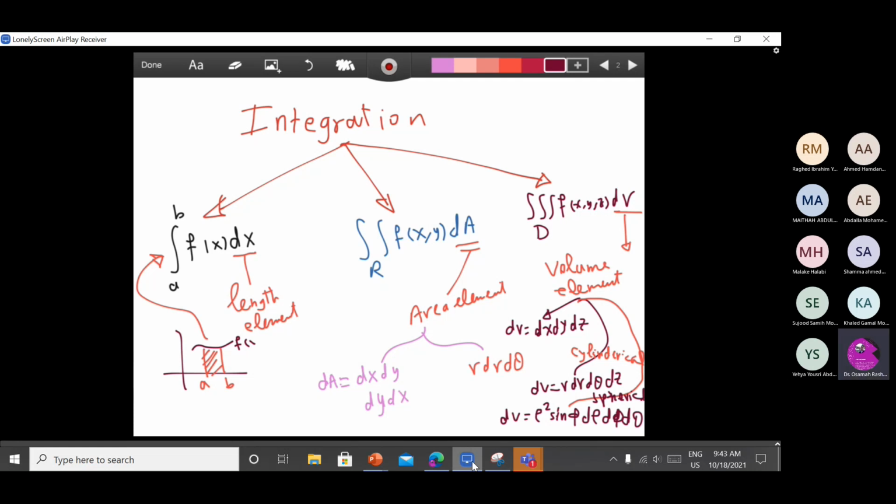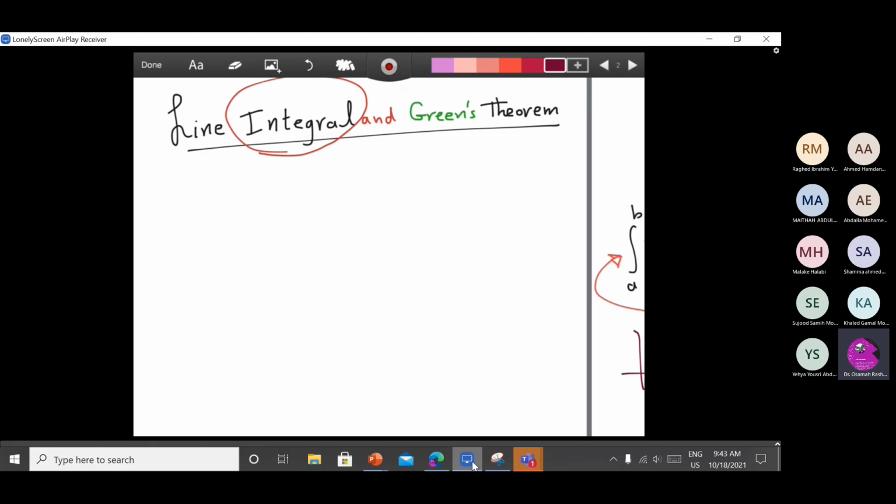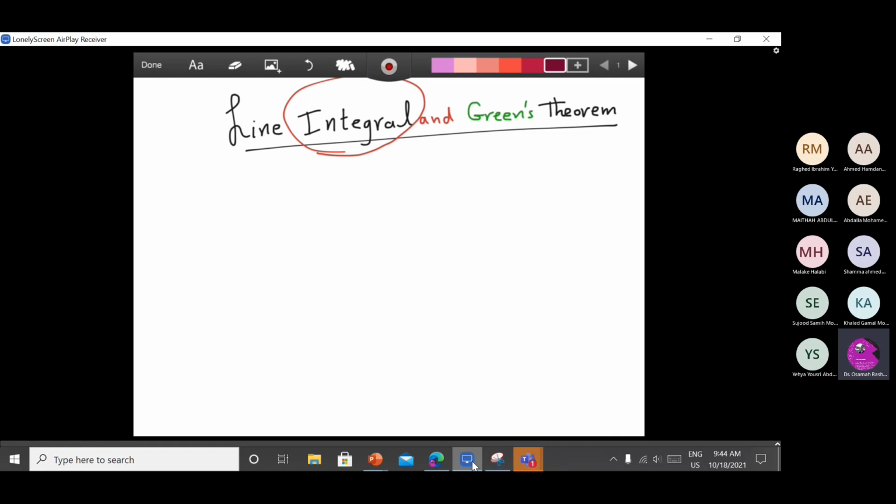So what we are going to do today, yes, we are going to go for line integral, and we link this line integral with double integral first and then with triple integral. Okay, so we will link the double integral with the line integral by Green theorem in 2 dimension, and we link it to the triple integral by Green theorem in 3 dimension. Let's go first by the line integral.